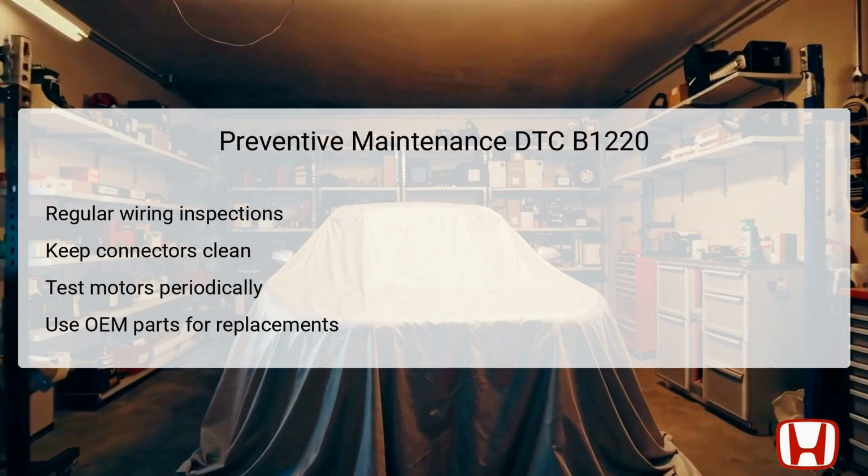Periodically testing the operation of motors, including the recirculation control motor, can also avert malfunction, allowing issues to be addressed early on. Whenever replacements or repairs are necessary, always opt for original equipment manufacturer (OEM) parts to ensure compatibility and reliability. These practices will contribute significantly to the longevity and efficiency of the HVAC system in the Honda Civic, protecting it from similar issues over time.